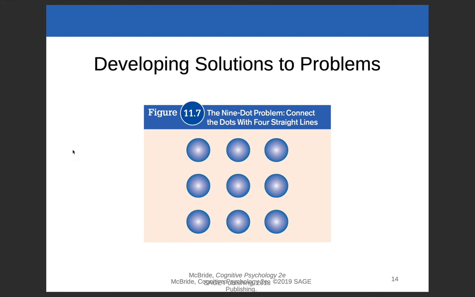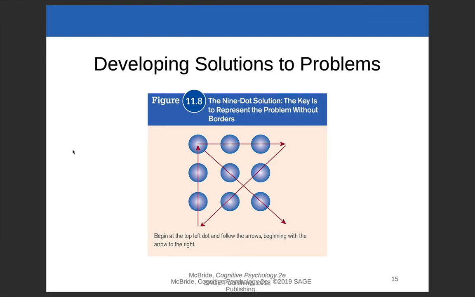Here's an example: the nine dot problem. Connect the dots with four straight lines. So here you have nine dots, and your job is to connect all the dots with four straight lines. So you're going to sit there and try to work through it, and eventually the solution is to not view the outer dots as a border. Nobody said anything about there being a border, right? In other words, a line can continue on past a dot.